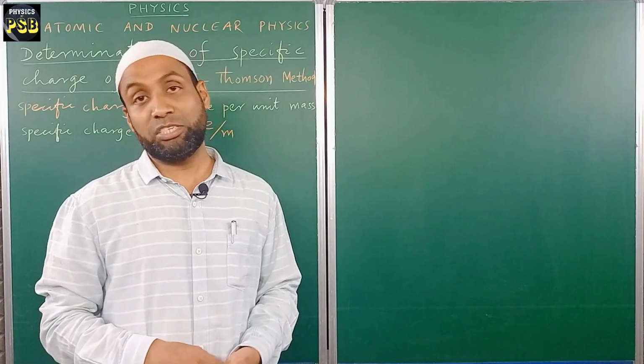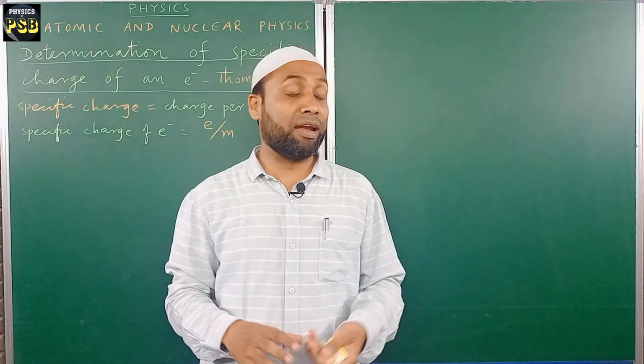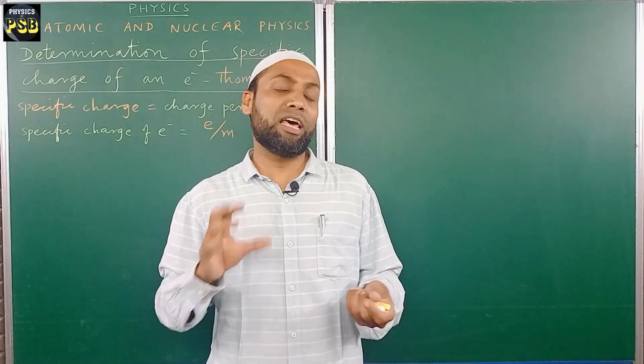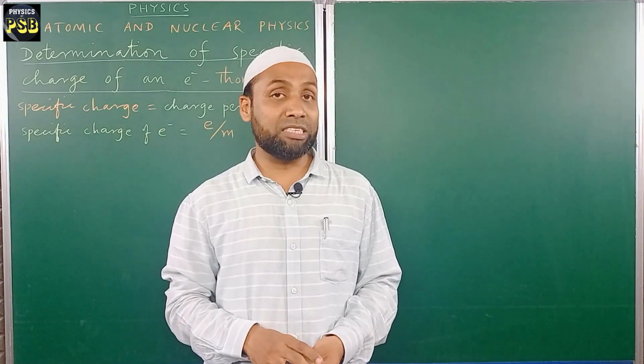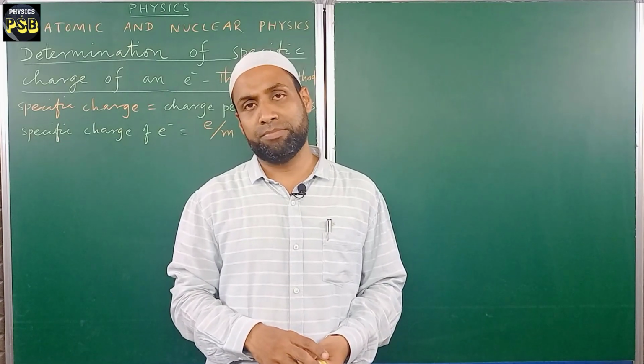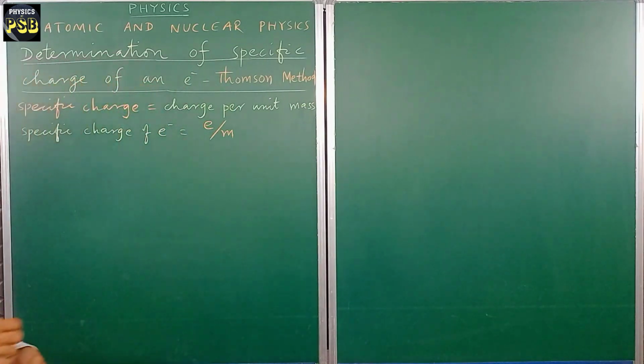Already we have learned about discharge tubes. Discharge tubes are usually cylindrical in shape and they are made of glass. Sometimes they are filled with a gas or they are evacuated completely. Apart from this, they comprise two electrodes. Now let me show you the shape of discharge tube used by Thomson in this method.